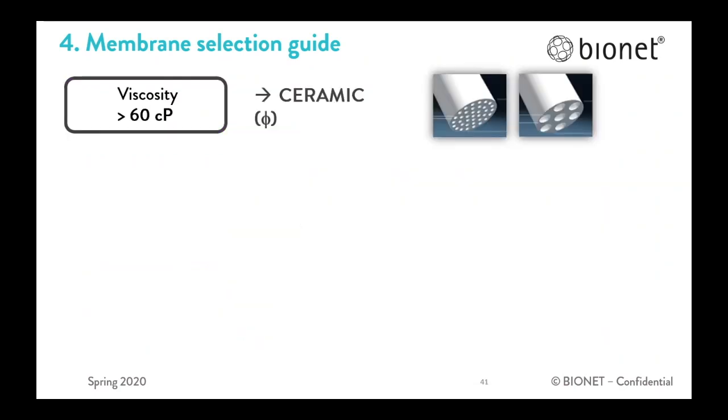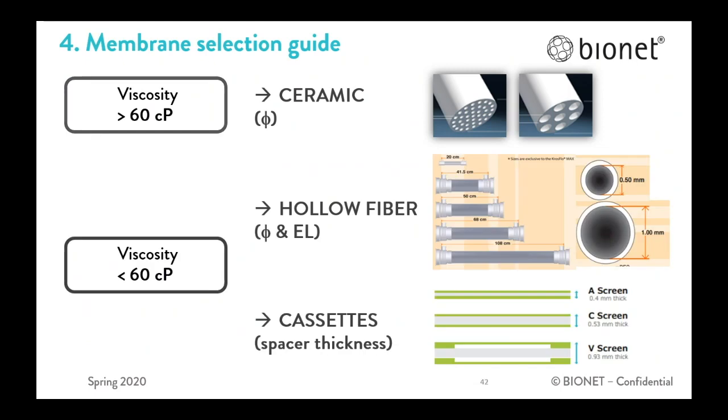Whenever viscosity is above 60 centipoise, ceramic is the most recommended option, but taking into account the channel diameter in order to work under acceptable pressure drop values. In case viscosity is below 60 centipoise, any membrane can be selected. For hollow fibers, we need to consider both membrane length and lumen diameter, and for cassettes, the screen thickness has to be considered instead. In a future webinar, we will show you the selection tools applied in practical experience with real broths.